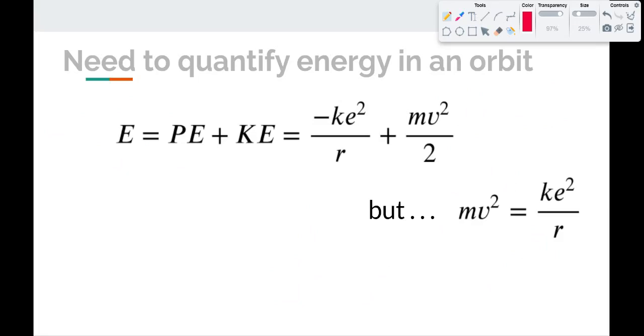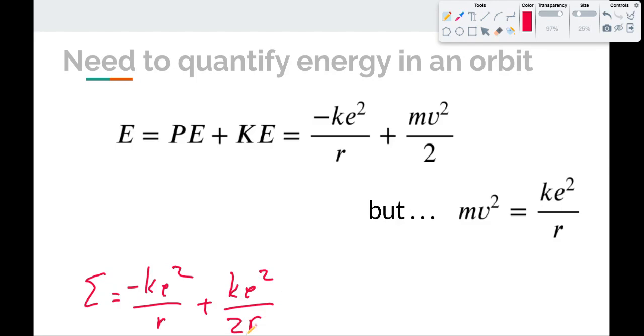So going back to our original energy equation, energy is positional energy plus kinetic energy. The positional energy, remember, was minus ke squared over r. The kinetic energy was mv squared over 2, but now we have seen that mv squared is ke squared over r. So this equation becomes the total energy is equal to negative ke squared over r plus ke squared over r over 2. So ke squared over 2r. If you add this together, you get negative ke squared over 2r. That's the total amount of energy that an electron has in its orbit.